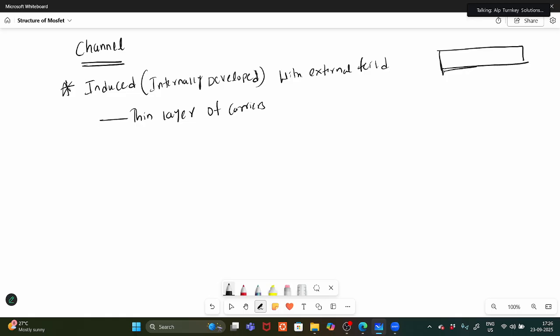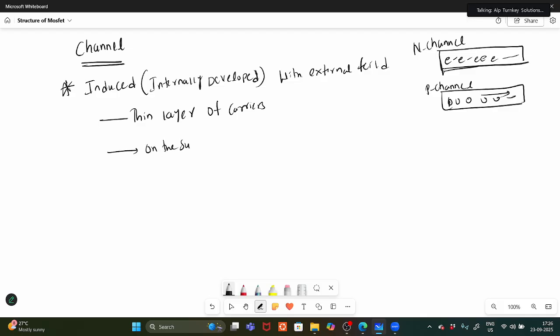So here some electrons are flowing. This we call an N-channel. Suppose in the thin layer some holes are flowing, we call it a P-channel. Where will it be? On the surface of the substrate. On the surface of the substrate is where the channel area is.